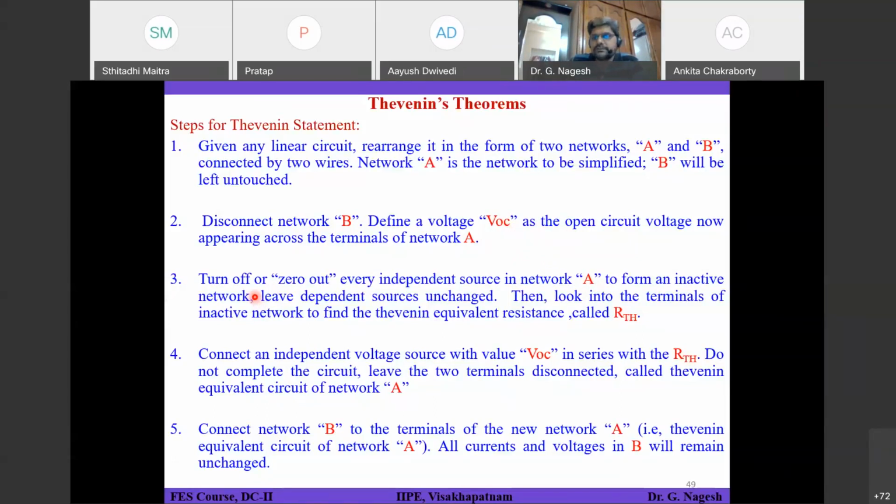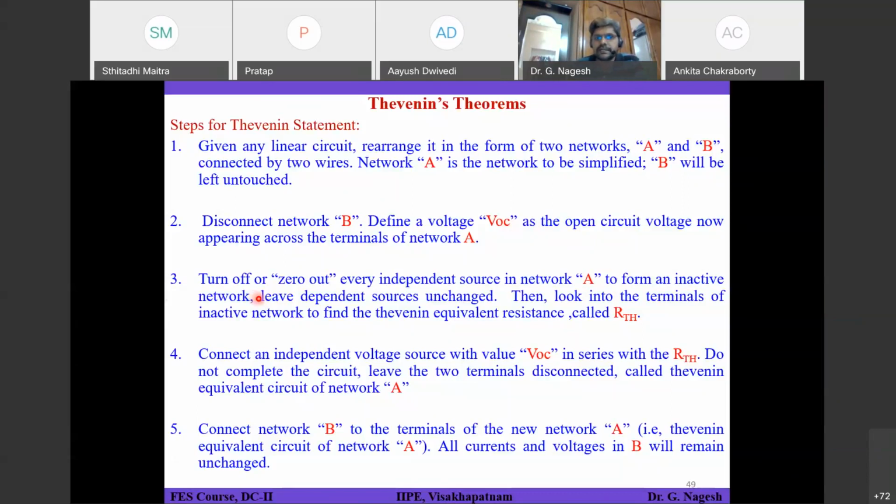Independent voltage source you have to replace with a short circuit. Independent current source you have to replace with an open circuit. You know this, na? Current source you have to open circuit. We have already seen current source is equivalent to an internal impedance of infinite resistance. So that's why we'll open it. Voltage source is like a zero resistance. That's why we'll short circuit it.